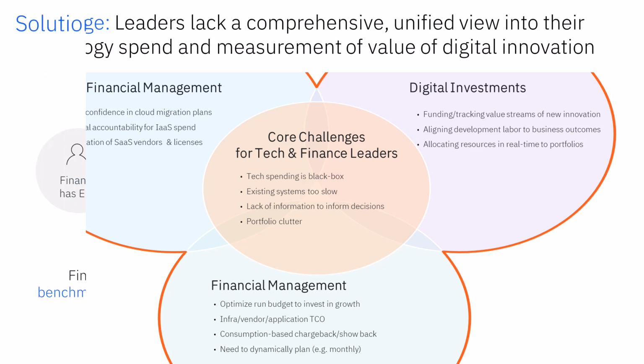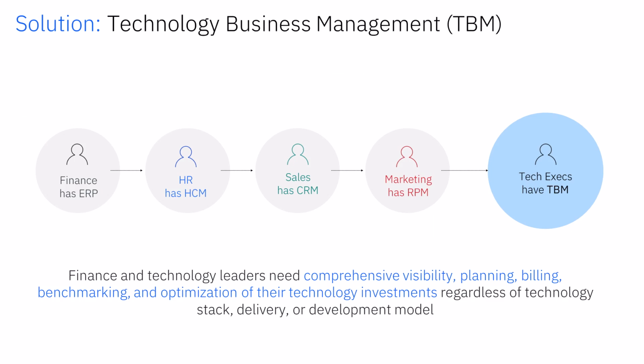benchmarking. If you think about it, different areas of the business have systems that help them take care of their business. Finance teams use ERP systems. HR teams have HCM systems. Sales utilize CRM, or customer relationship management software. And marketing might use an RPM technology. But technology executives need a system or a discipline that operates at the heart of what they do. And for this, we have Technology Business Management, or TBM.